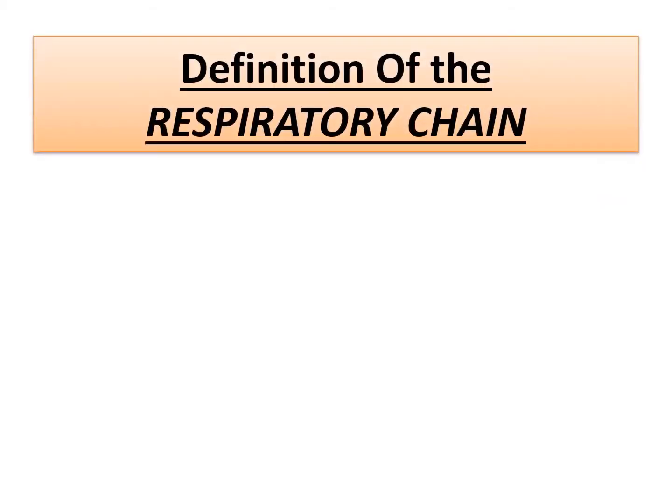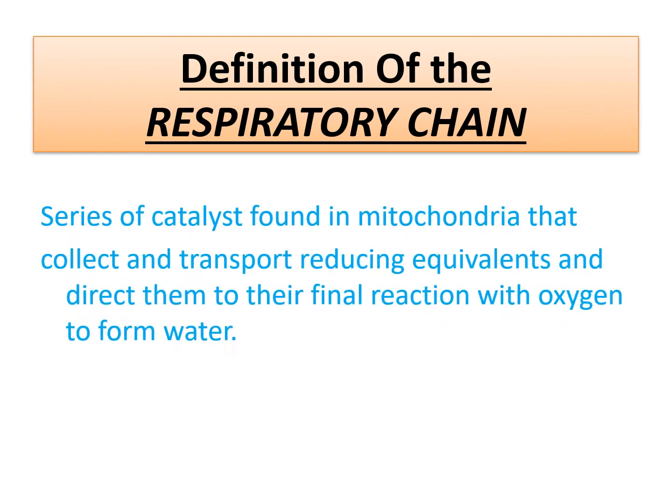Definition of the respiratory chain. It defines a series of catalysts found in mitochondria that collect and transport reducing equivalents and direct them to their final reaction with oxygen to form water. We mean by catalyst enzymes, because the definition of enzyme is protein catalyst.